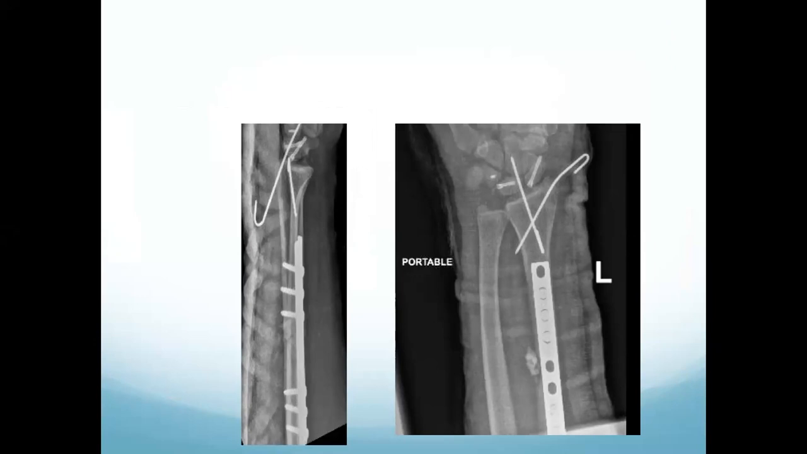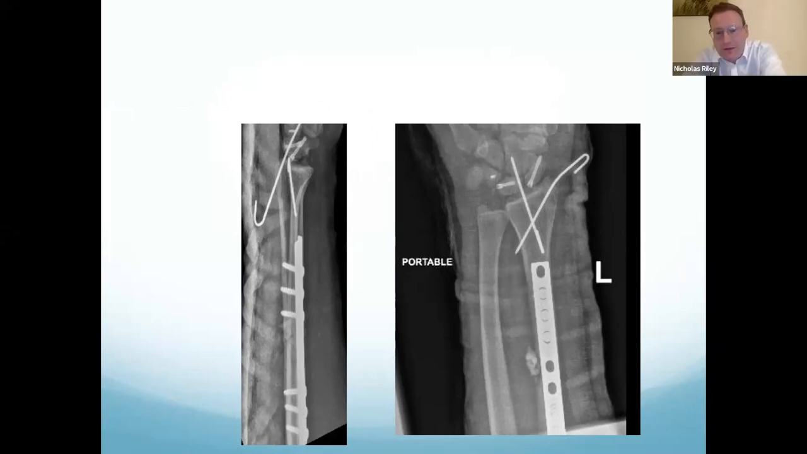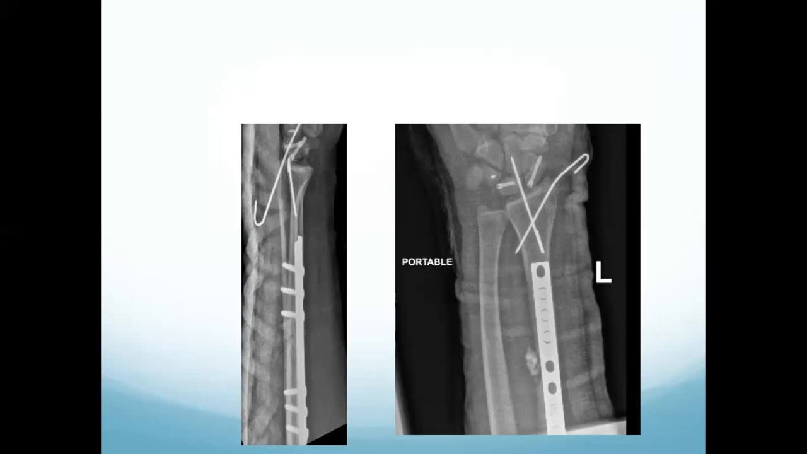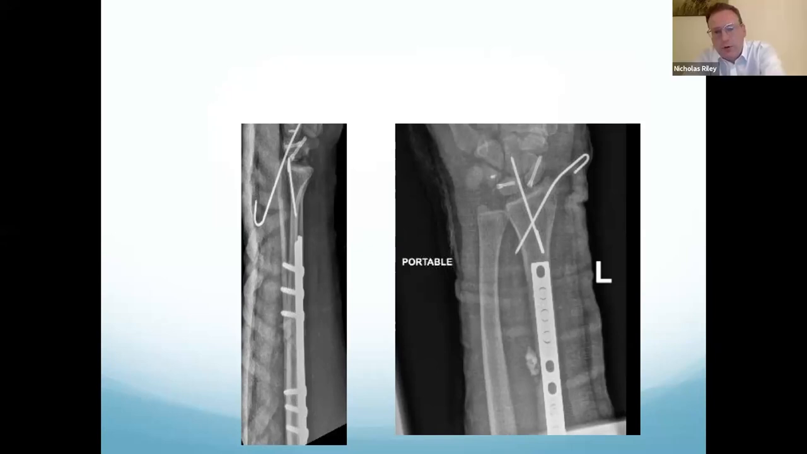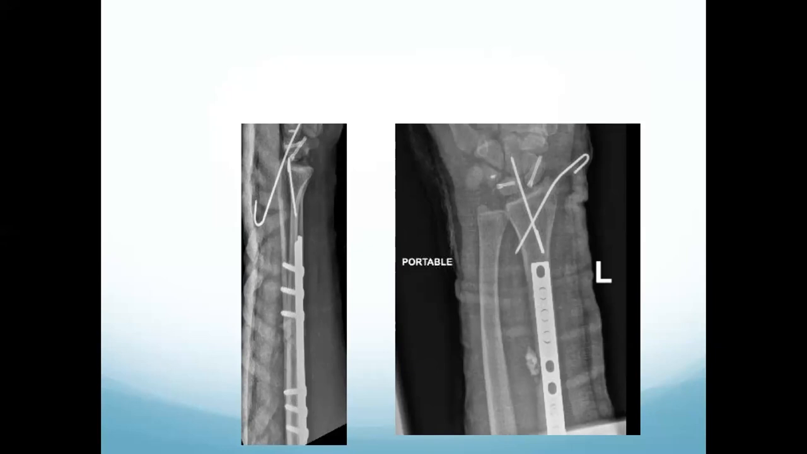Any other modifications or any other improvements that could have been made here? Or no, this is a bad injury, and I would have consented the patient for a PRC. I'd have said, if I go in there and this is completely smashed more than it appears, this isn't my first line of treatment, but it may be that I need to do a proximal row carpectomy for you. Do you have any different pattern of wiring?